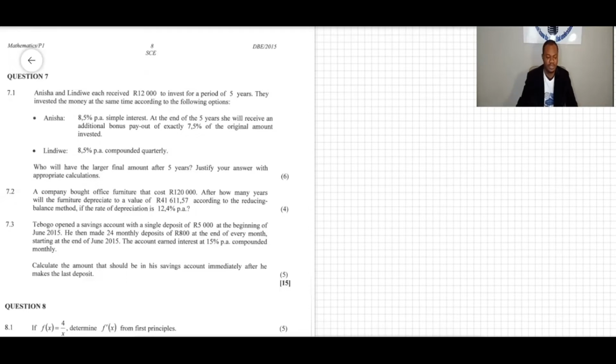All right. We're going to compare. When we deal with word problems, usually what they want you to do is in the last sentence in the question. Okay, we do 7.1. So we want to compare the amount that Anisha will receive with the amount that Lindiwe will receive at the end, after 5 years. Now, for Anisha, I'm going to write here Anisha.